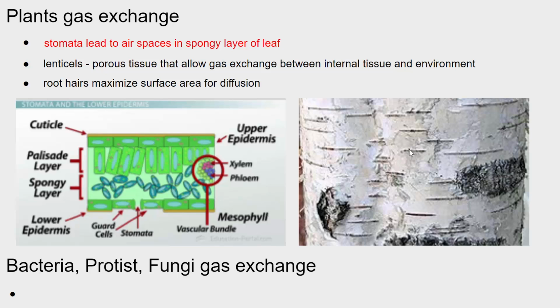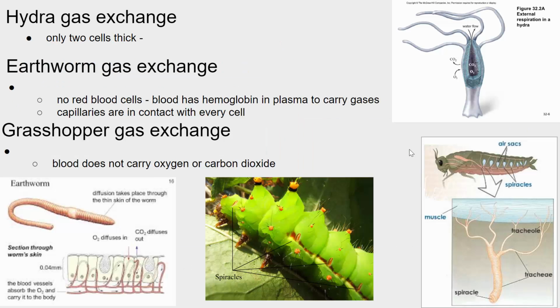Bacteria, protists, fungi, they mainly exchange gases through diffusion directly into the cell membrane. We're going to come back to these same organisms each time we talk about a different homeostatic method. So Hydra, earthworm, grasshoppers. Hydra is a cnidarian related to things like a jellyfish. You looked at them in 7th grade.